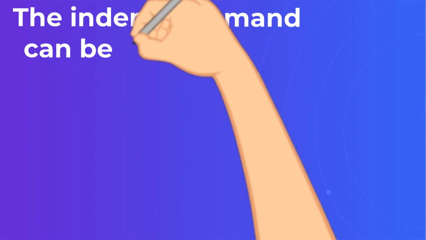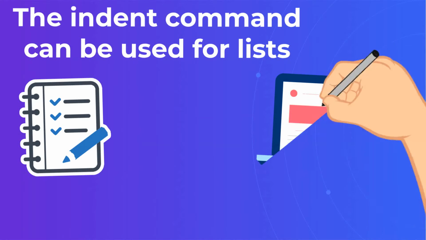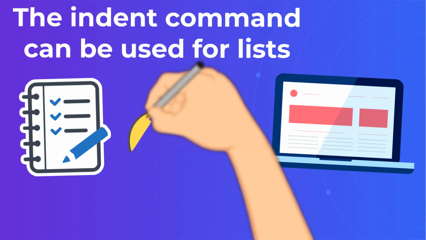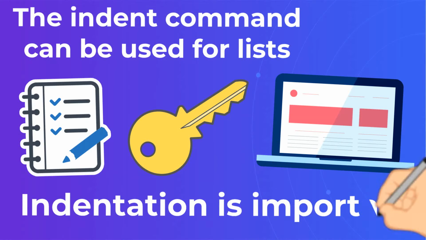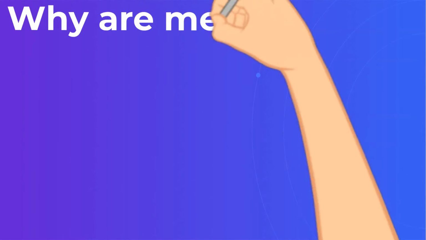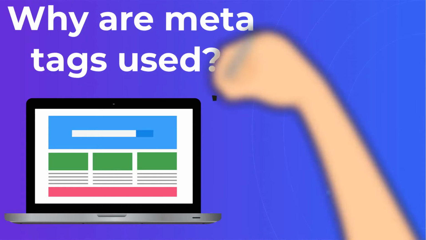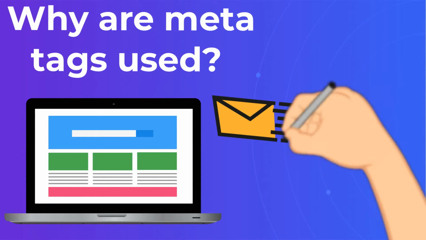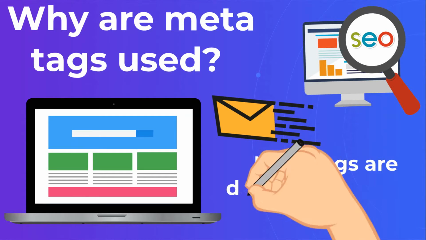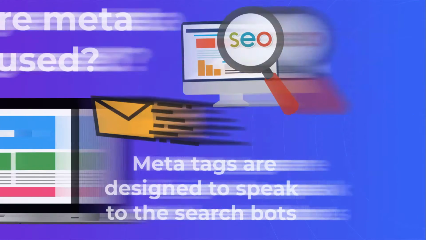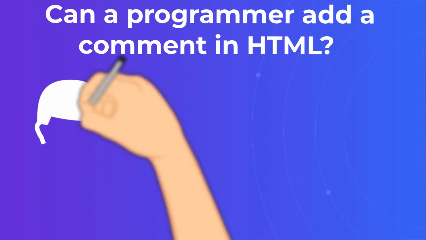How do you keep list elements straight and orderly in an HTML file? Indents are the key to keeping a list neat on an HTML page. The indent command can be used for lists as well as subnested lists that contain more information. Why are meta tags used? Can you show some examples of them? Meta tags are designed to speak to the search bots that are crawling your page. It tells them what is on the page, description, who the author is, character set, keywords, and much more. They are critical to helping the page get found and an important part of the overall website's SEO.